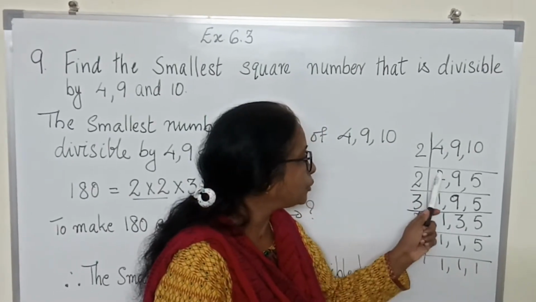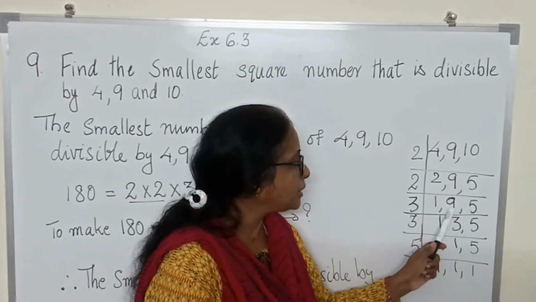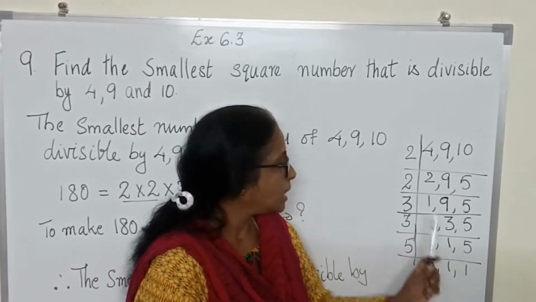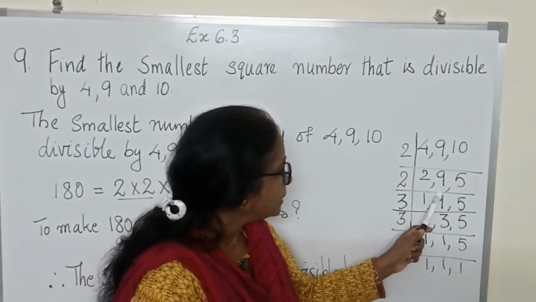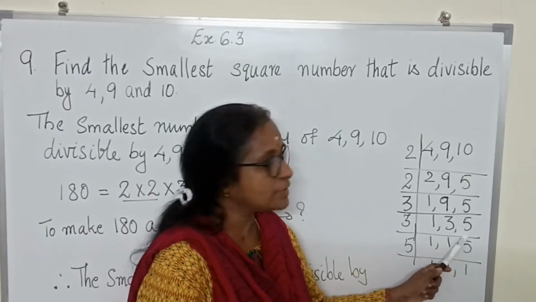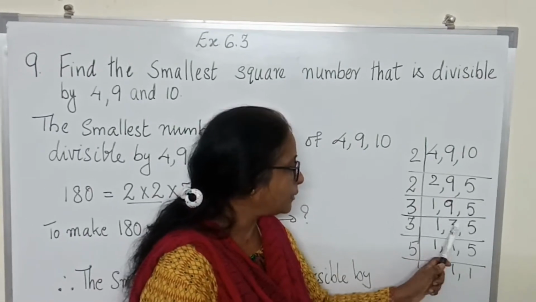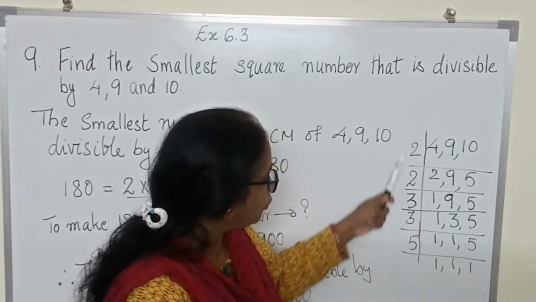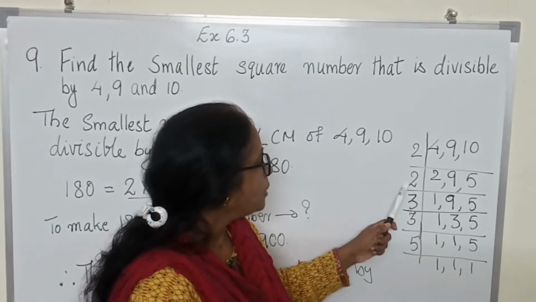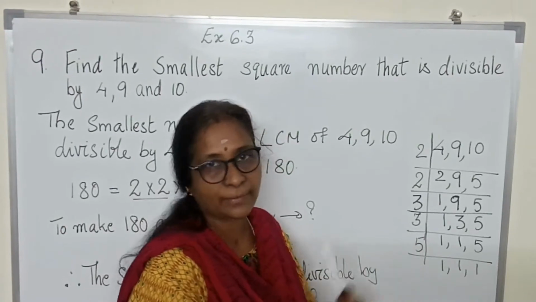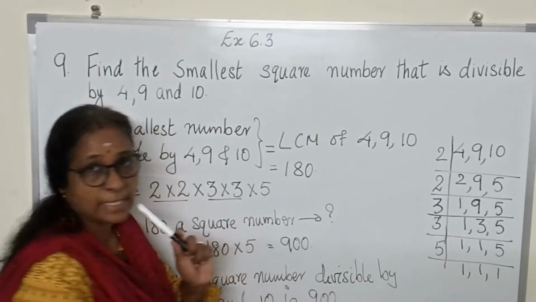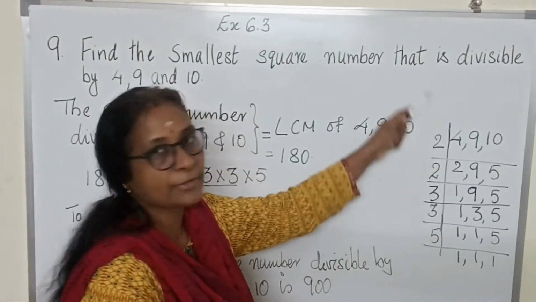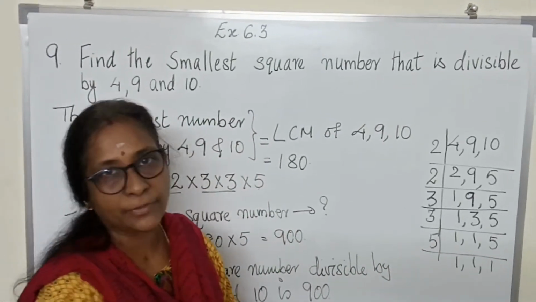So you divide by 2. 2 ones are 2. 9 is not divisible, so it comes down. 5 is not divisible, it comes down. Then divide by 3. 3 threes are 9. 5 is not divisible, so it came down. Here again by 3 you get 1, and then by 5. So the factors which you got here are 2, 2, 3, 3 and 5. So the LCM will be the product of all these factors, which is equal to 180.